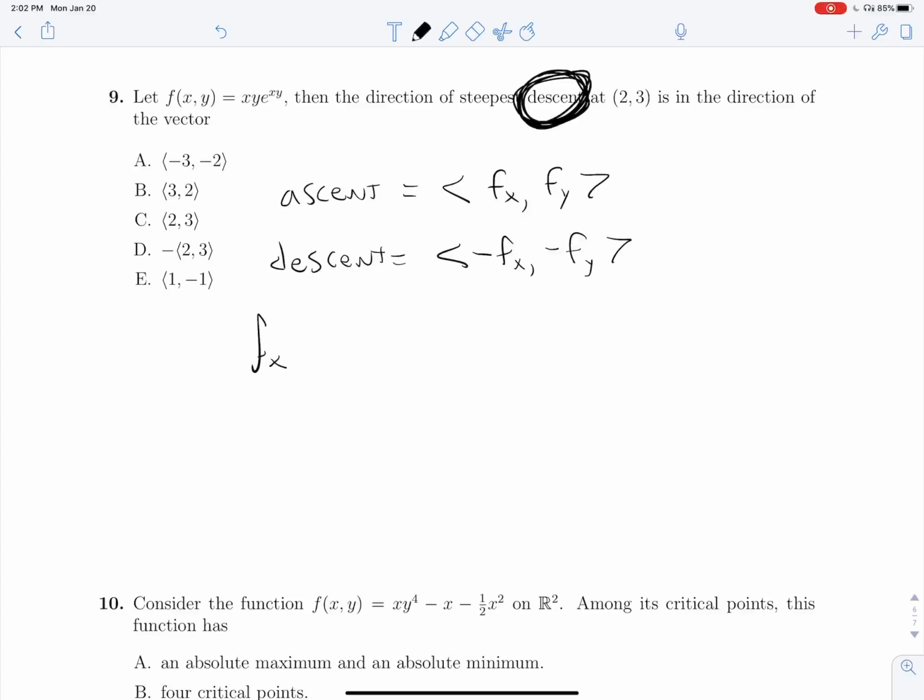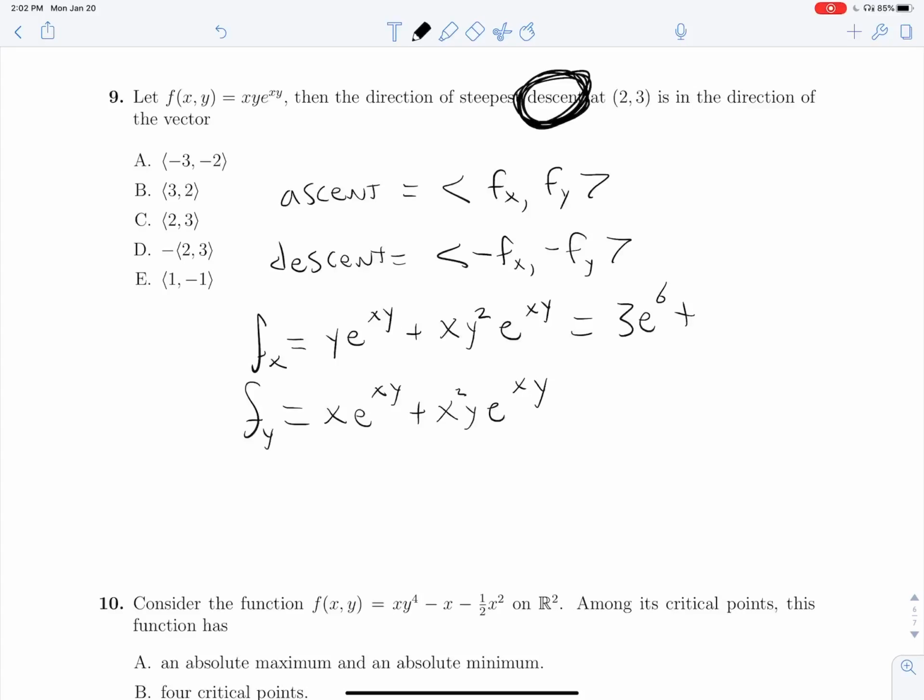So let's do that. Let's find fx and fy. Fx is going to be y e to the xy plus xy squared e to the xy, whereas fy is going to be x e to the xy plus x squared y e to the xy. And we are looking at the point 2, 3, so we'll plug that in. We'll get 3 e to the 6 plus 18 e to the 6, and over here 2 e to the 6 plus 12 e to the 6.